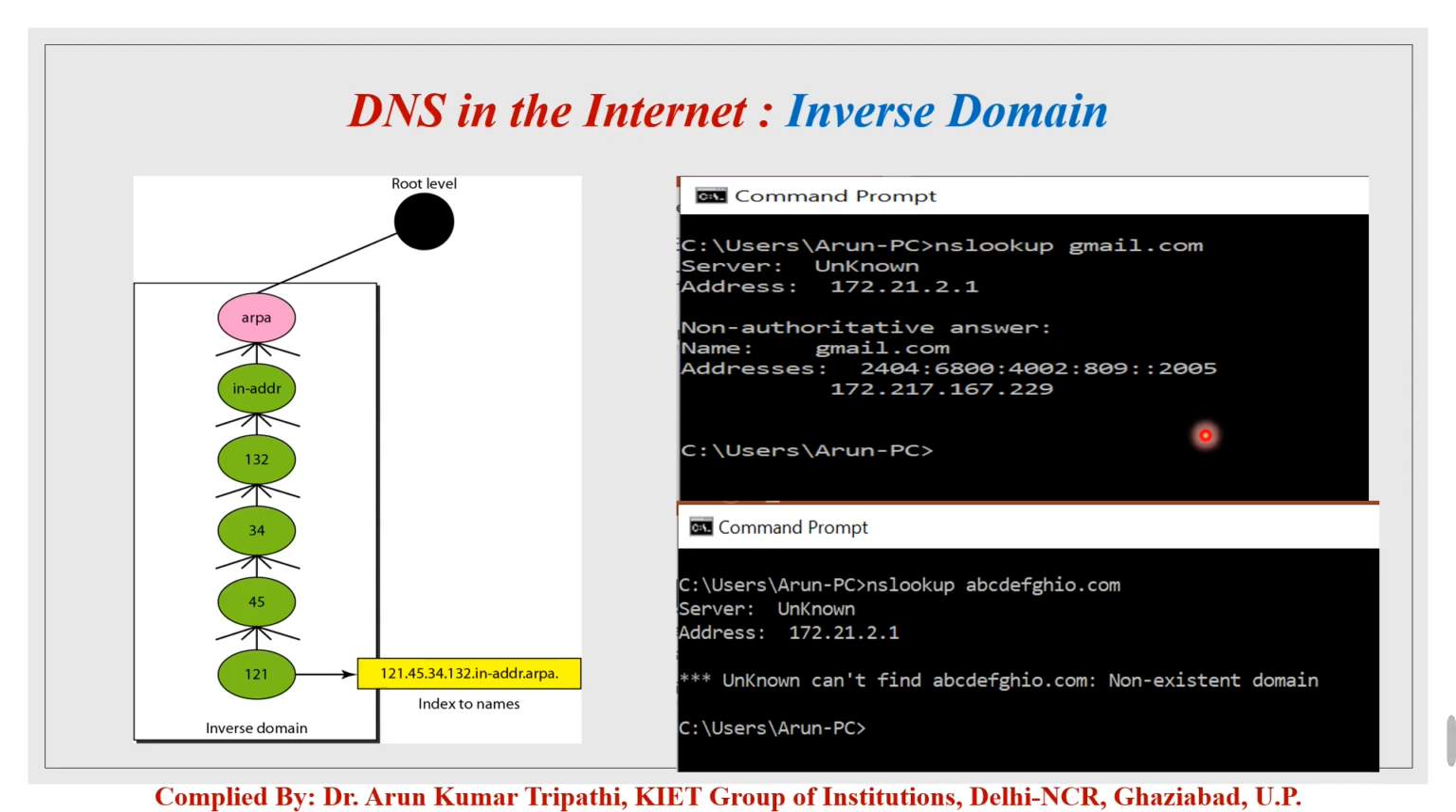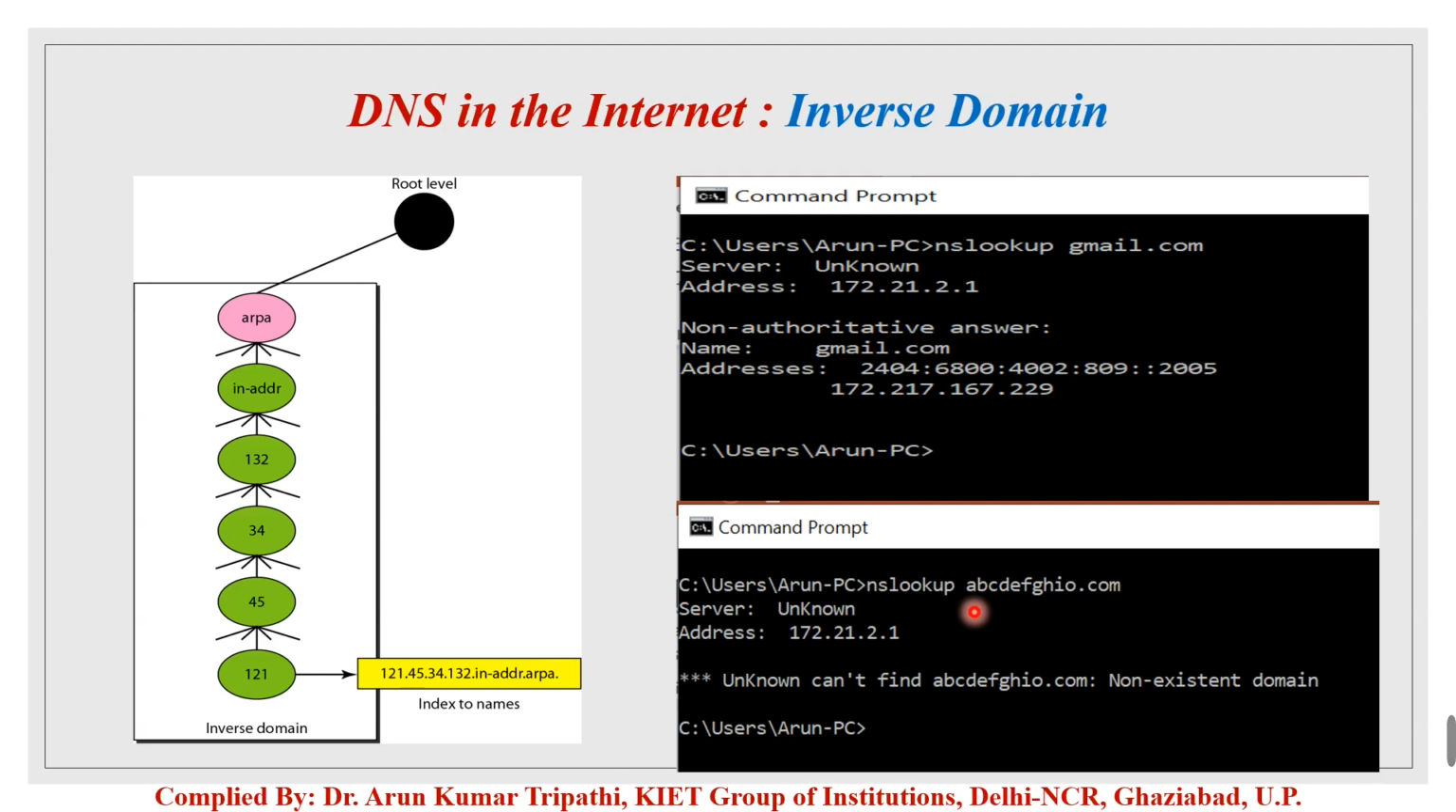Here is the example. Suppose that I want to search an IP address corresponding to a particular address. So we can use NS lookup. In NS lookup, I have used gmail.com. So it will convert the name into the IP address if it exists.